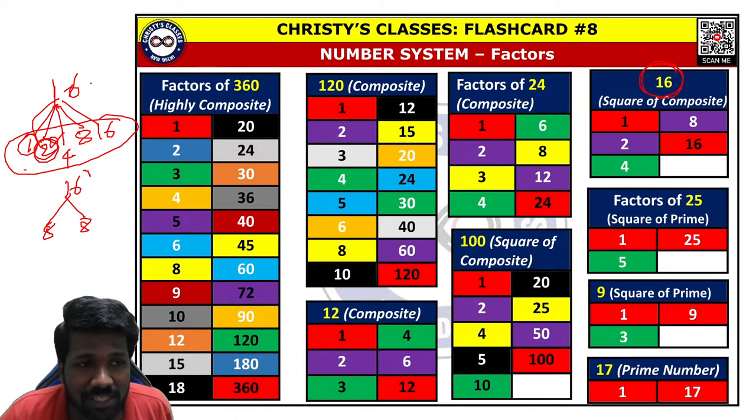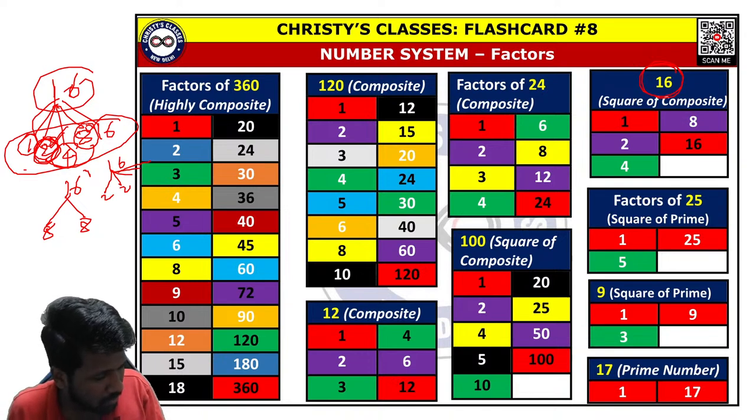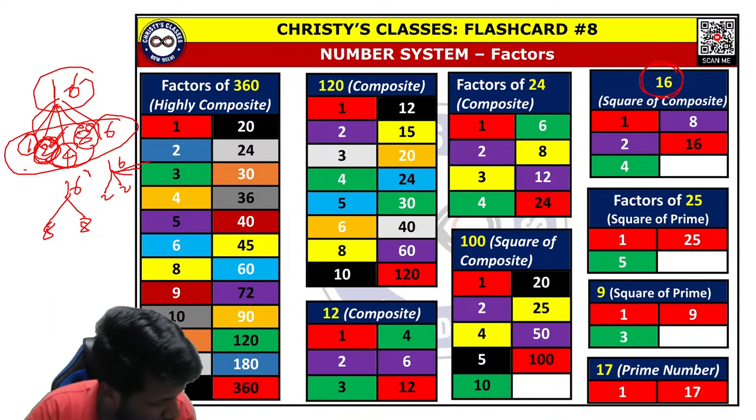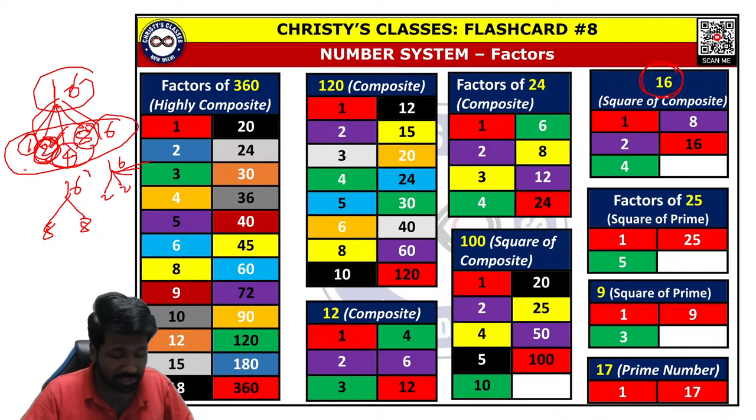Okay, anyway, if 16 mangoes are divided among two people, everyone will get 8 mangoes each. That means 2 is a factor of 16, and moreover 8 is a... Okay, there are jarring issues. I'll just continue. I will check in between after showing a question.